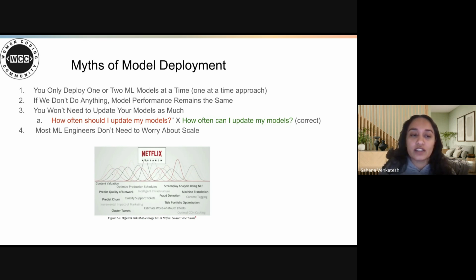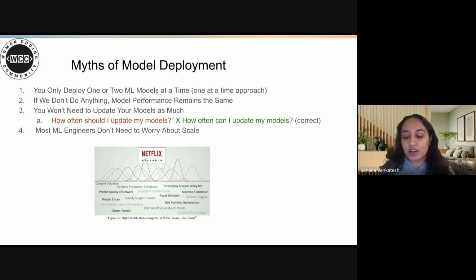The second myth: if we don't do anything, the model performance remains the same. Well, Ekta shared in the previous section that the model good today might not be good tomorrow. That is a guiding force of a lot of companies out there.